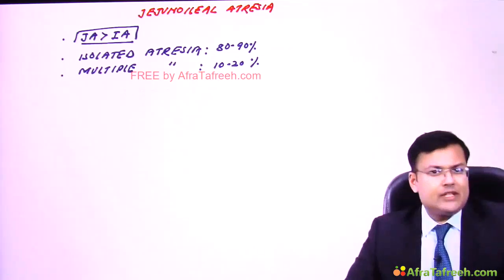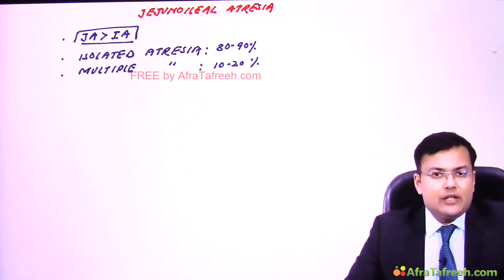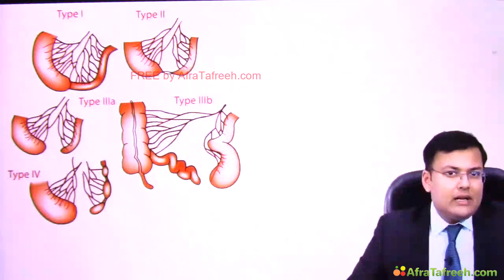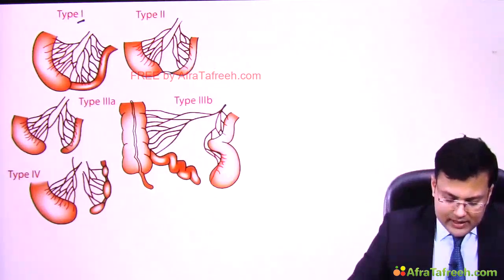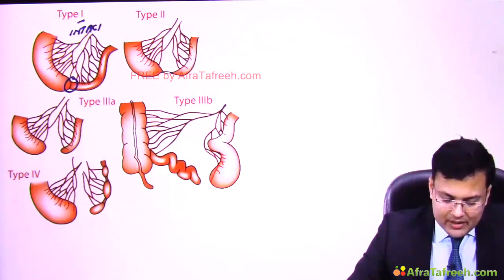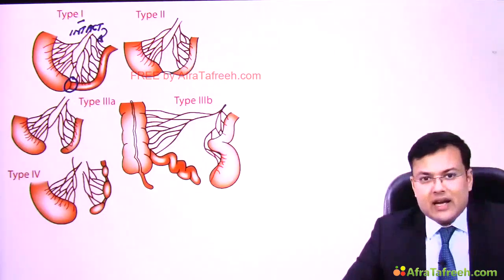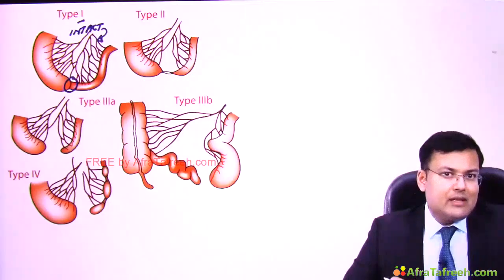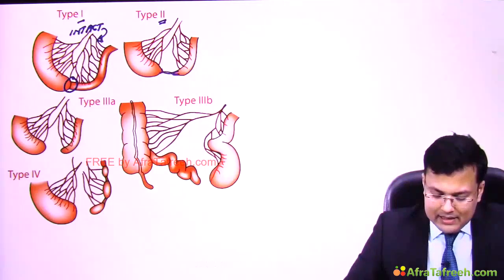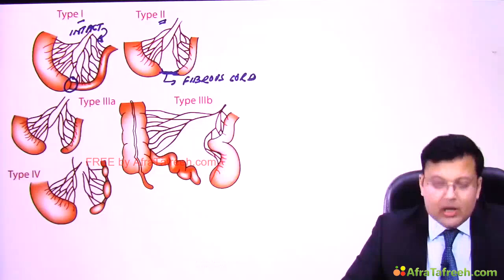There is one question which is frequently asked in relation to jejuno-ileal atresia, and this was asked many times in NEET PG. See the classification of jejuno-ileal atresia. In type 1, there is membranous atresia with intact mesentery. Can you see? Mesentery is intact. If you see type 2, the blind ends are separated by a fibrous cord.